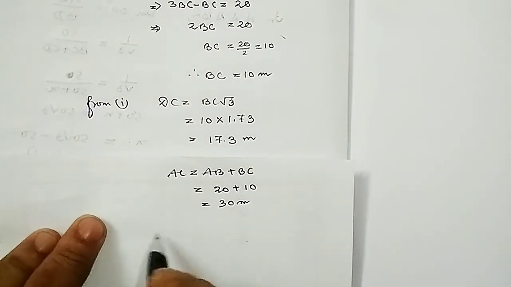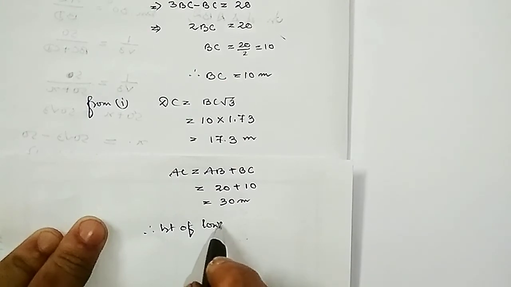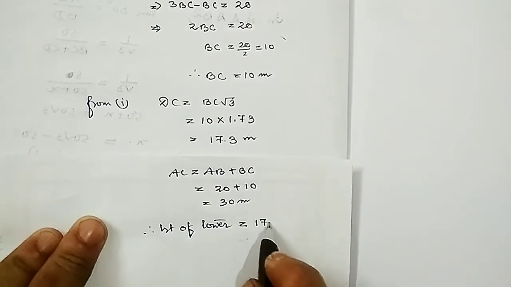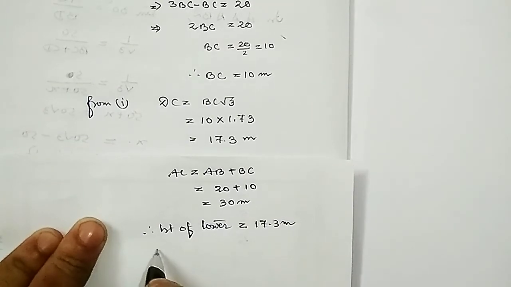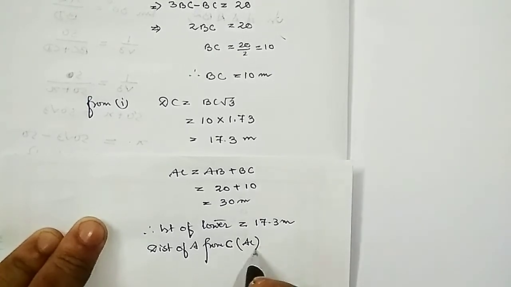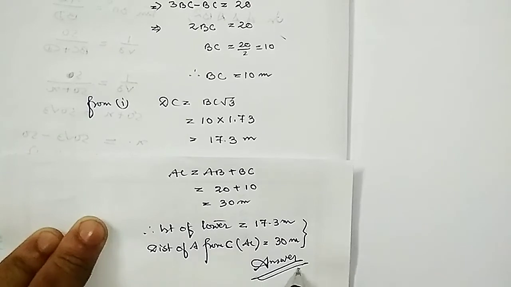Okay, therefore the height of the tower, DC, we got 17.3 meters, and the distance of A from C, that is AC, will be 30 meters, and that is the required answer. I hope this one is clear.